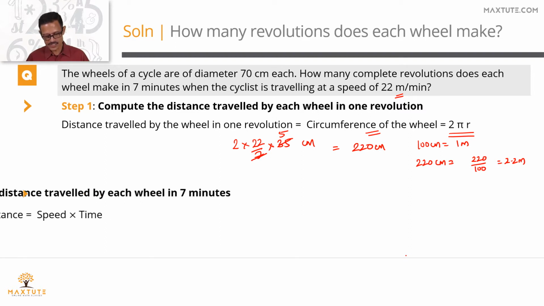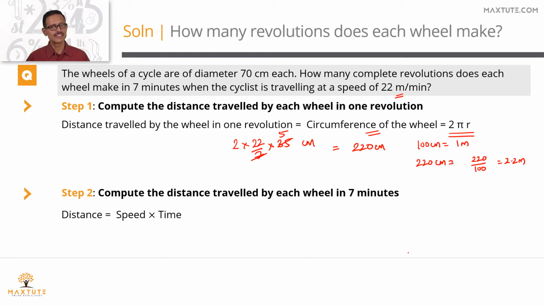Step 2, let's compute the distance traveled in 7 minutes. Distance covered is equal to speed into time. Speed is given as 22 meters per minute and we're traveling for 7 minutes. So distance covered is going to be 154 meters in this entire 7 minutes. Each revolution is 2.2 meters. Total distance traveled is equal to 154 meters.